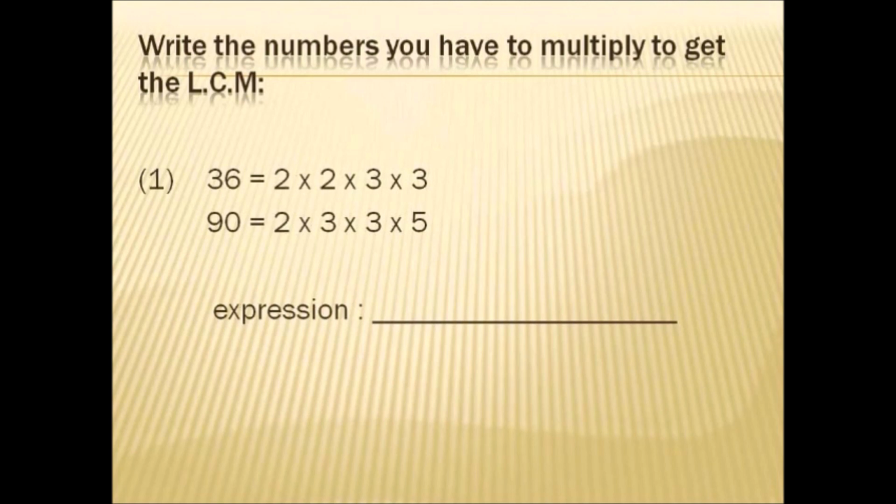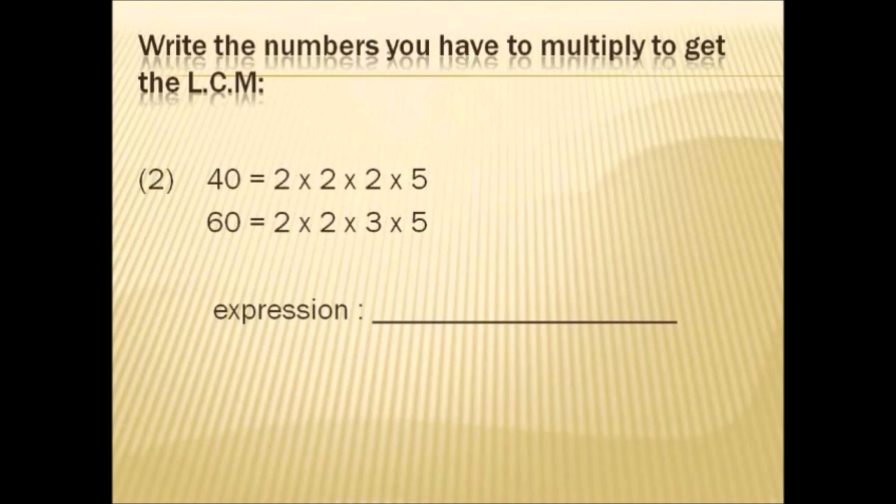Okay, let's write the numbers you have to multiply to get the LCM. So we just need the expression where you multiply the numbers, not the answer itself. 36 and 90. So look at the prime factorization and see if you can write the expression you need to multiply to find the LCM. So look at the prime factors. There are 3 of them, 2, 3, and 5. What do you use for the 2? What do you use for the 3? What do you use for the 5?